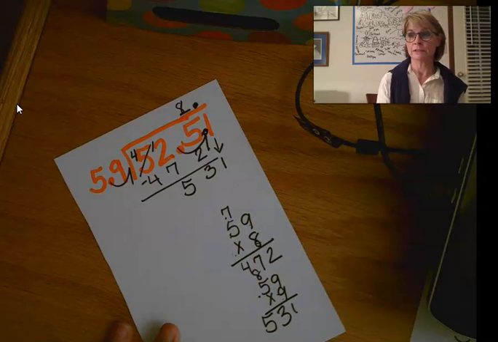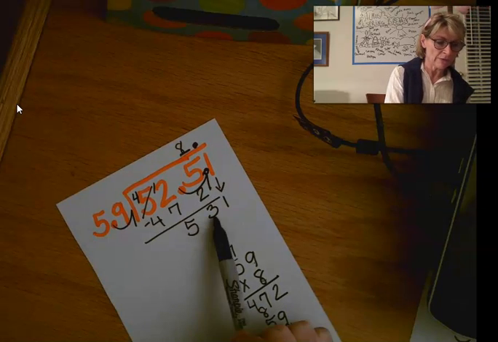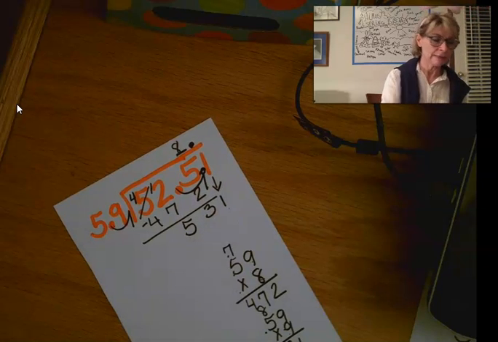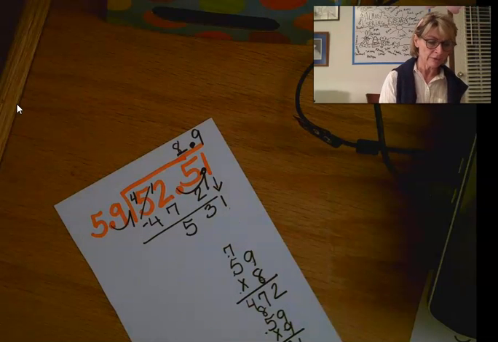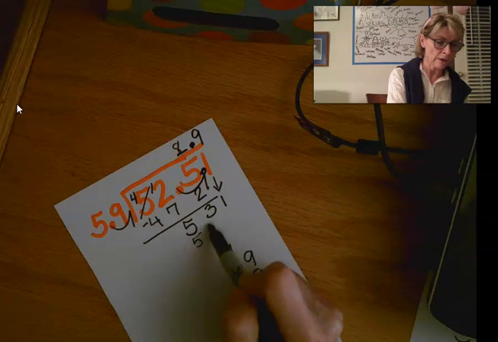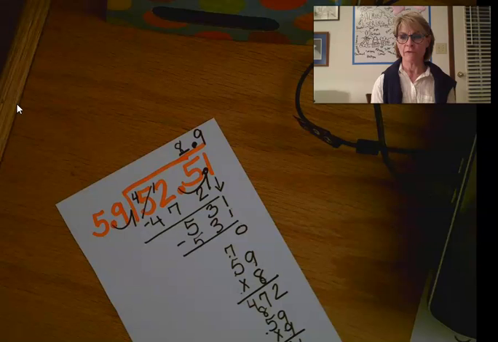It's always a coincidence when they work out perfectly like that. All right, so I know that 59 will go into 531 9 times. So I'm going to put a 9 in the quotient. 9 times 59 is 531. I have 0 left over, so I am finished with that division problem.